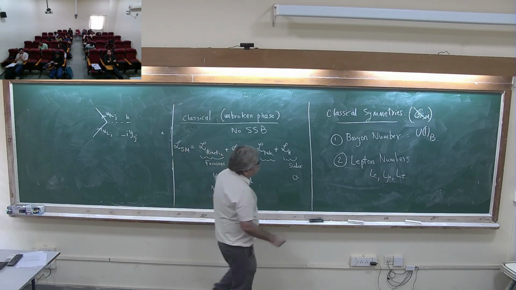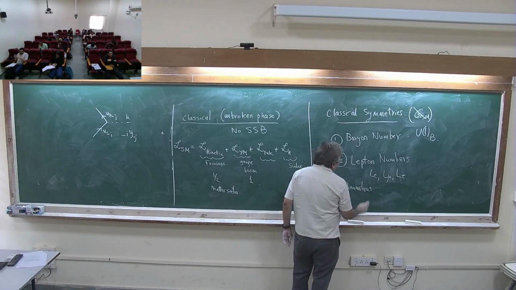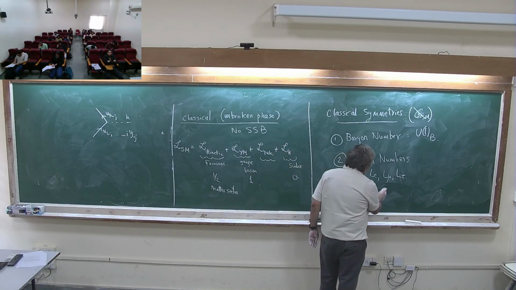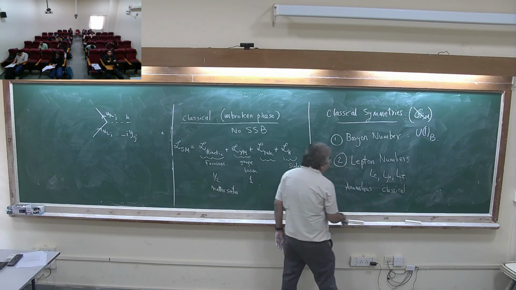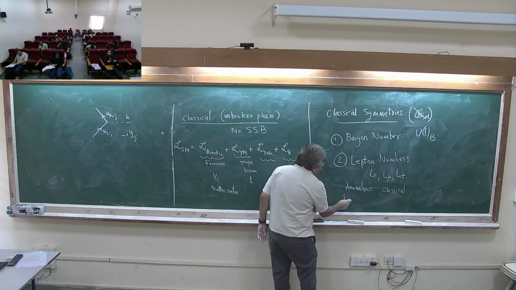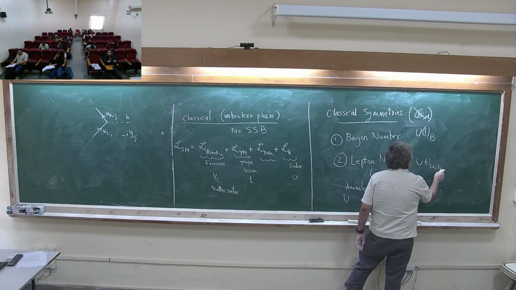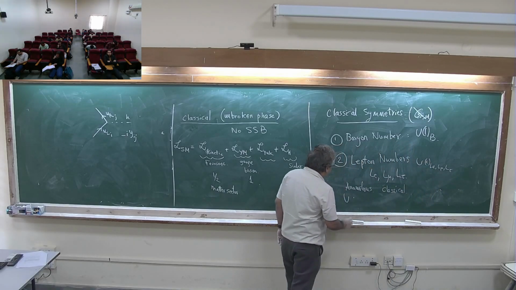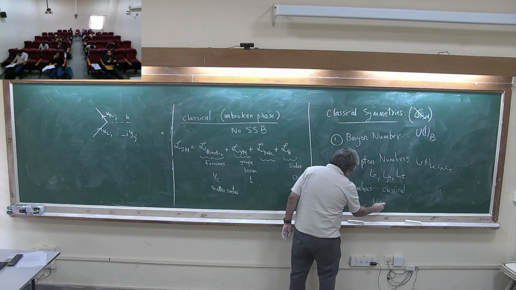So these are also called accidental symmetries. They are anomalous; they are only valid at tree level, which means the classical level. At the quantum level, only linear combinations are valid. So these are U(1)B, U(1)Le, U(1)Lmu, and U(1)Ltau. So there are four U(1)s. Instead of these four U(1)s, we have other ones which are valid at the quantum level.